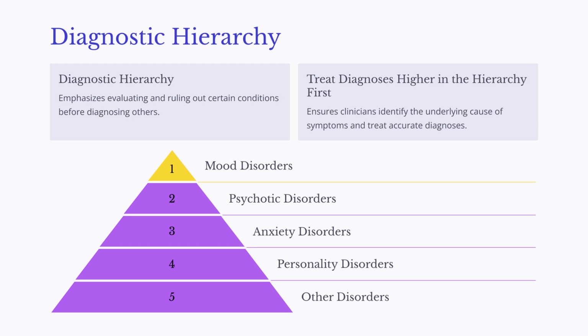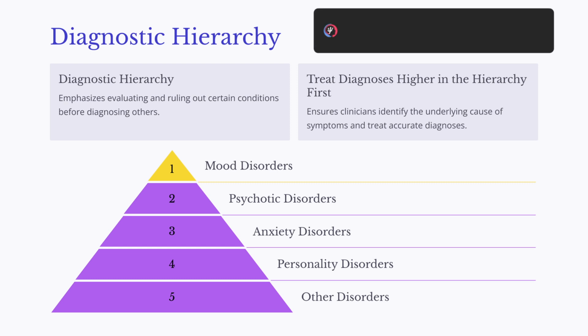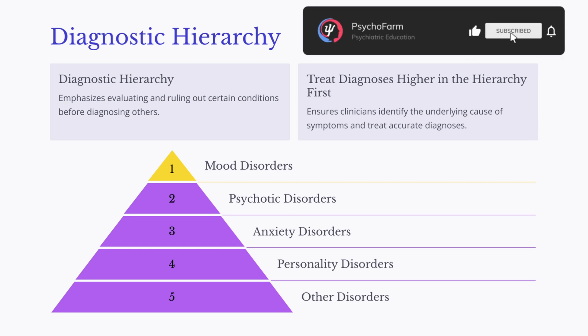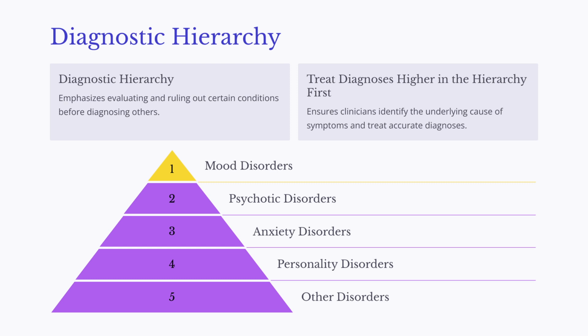So when we look at this hierarchy, the diagnoses lower on the hierarchy should not be made if a higher tier diagnosis is present and currently symptomatic. To clarify here, I'm not saying a patient never has comorbid conditions across the hierarchy, but that you shouldn't diagnose the lower ones if a patient has active symptoms of ones higher up above. For example, looking at the hierarchy, a mood disorder should be assessed prior to diagnosing a psychotic disorder or an anxiety disorder or personality disorder.